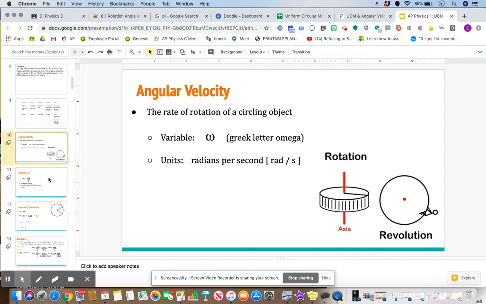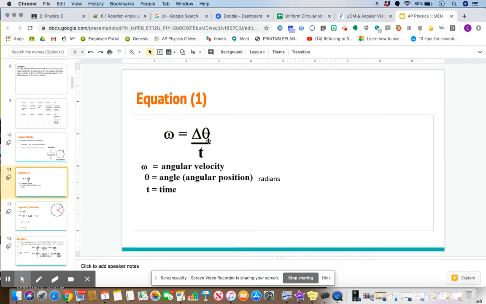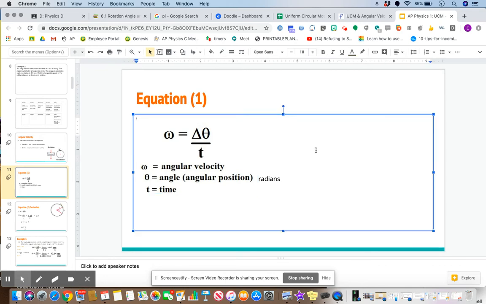As I previously stated, the rate of rotation is the number of radians covered per second. So our first equation to describe angular velocity is the change in angular position, delta theta, measured in radians, divided by the time it takes the object to make that rotation. So omega is equal to delta theta over time, where delta theta must be measured in radians, time must be measured in seconds, and omega will be measured in radians per second.